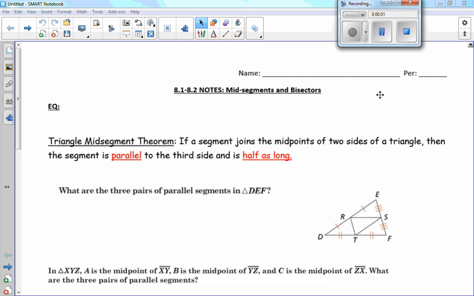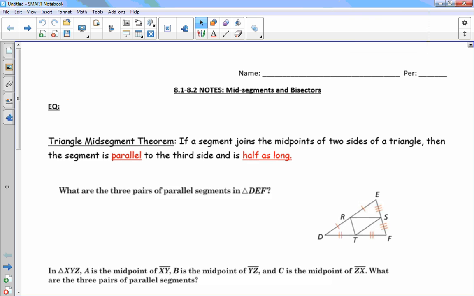Okay, so the theorem we just proved is called the triangle mid-segment theorem. If we connect two midpoints of the triangle, it ends up being parallel to the other side. And that mid-segment ends up always being half as long.